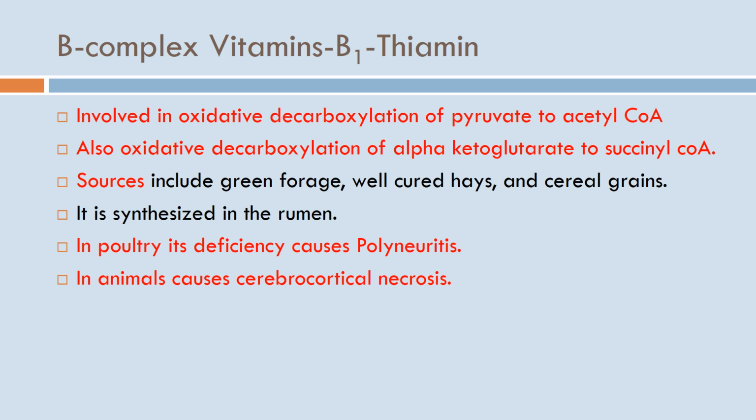The important sources are green forages, well-cured hay, and cereal grains, and in ruminant animals it is synthesized in the rumen by the microorganisms. In poultry, its deficiency causes polyneuritis, and in large animals, it causes cerebrocortical necrosis. We are not going into much detail because we have to briefly go through all the vitamins.